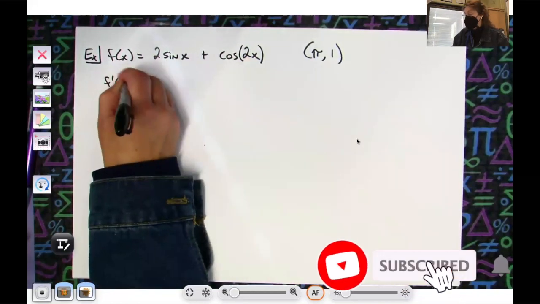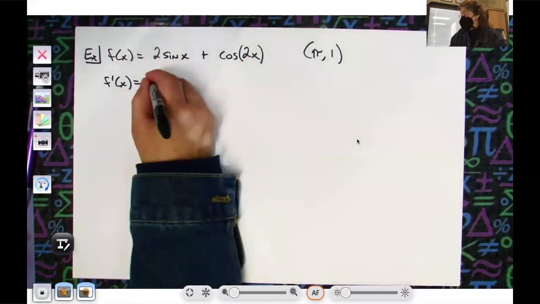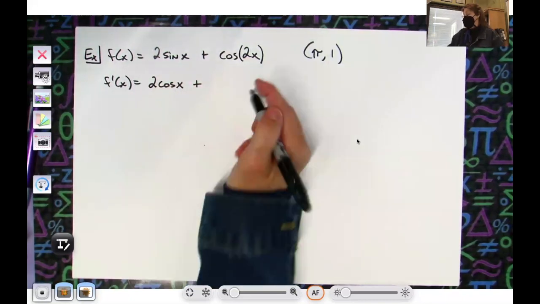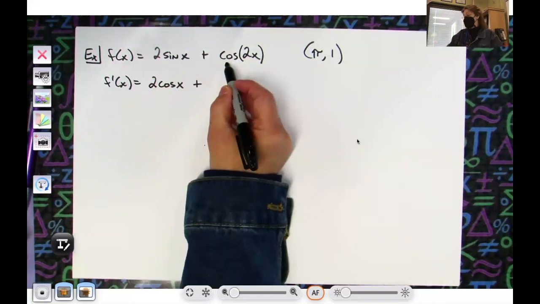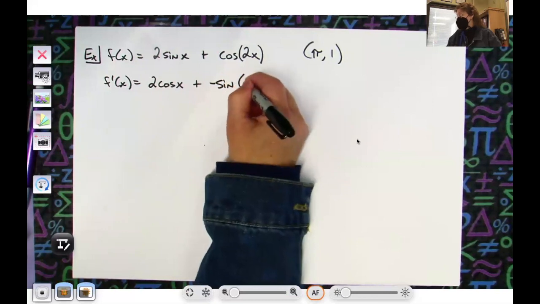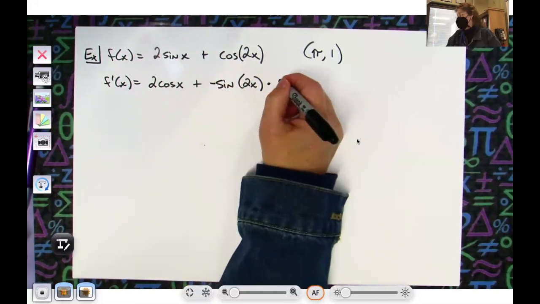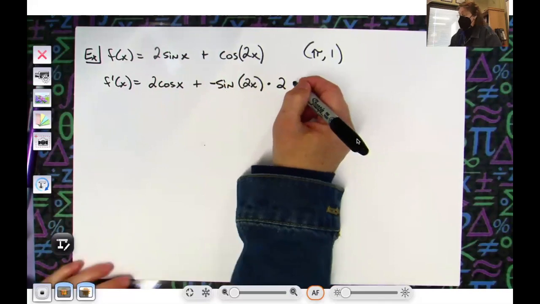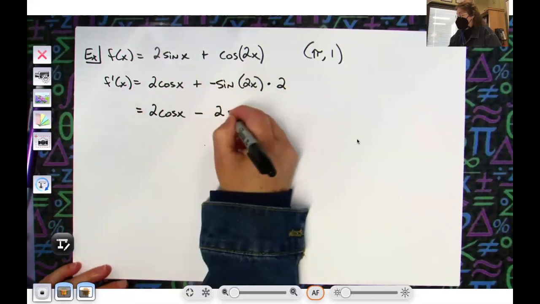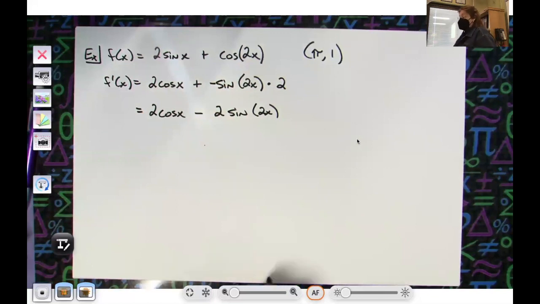Okay, so f prime of x. 2 is going to stay. Derivative of sine is cosine, so 2 cosine x. All right, this is going to be chain. So I'm going to do the derivative of the outside function first. So derivative of cosine is negative sine. Leave the inside alone, times the derivative of the inside. Since the inside is 2x, we'll just go ahead and write down the derivative, which is 2. Okay, so if I clean that up, 2 cosine x minus 2 sine 2x. Okay, that's my derivative at any point along the curve.